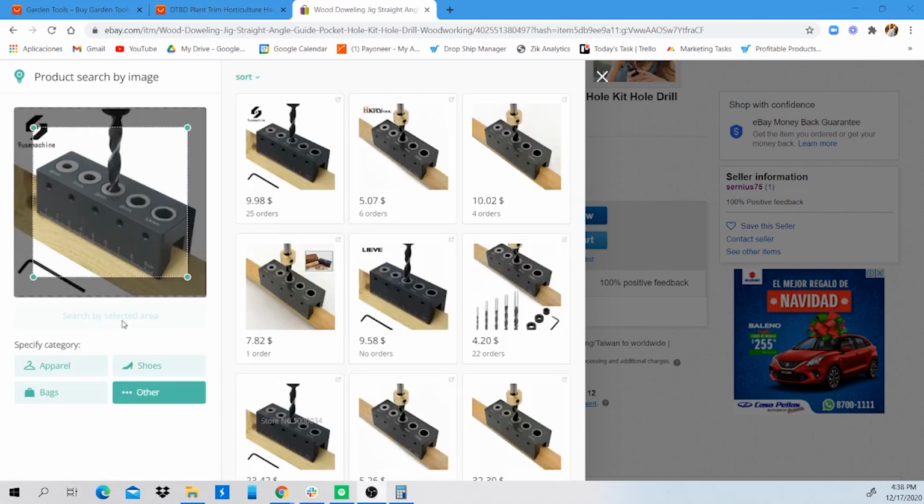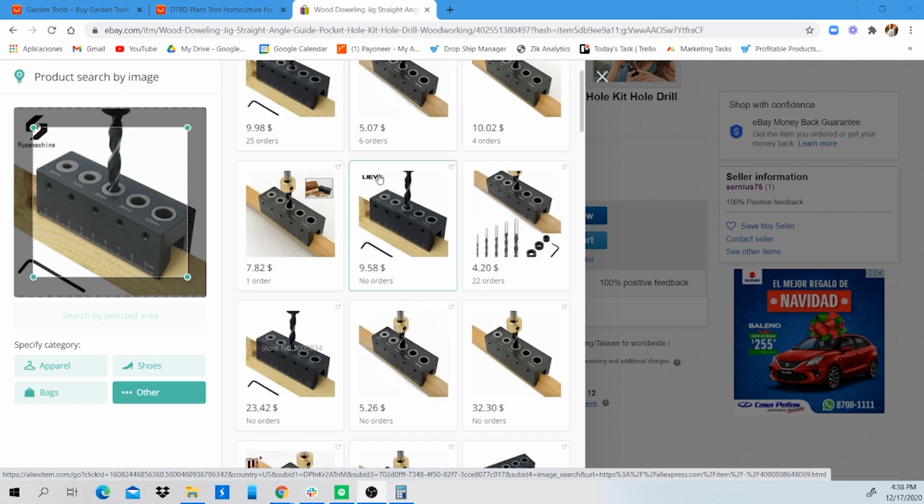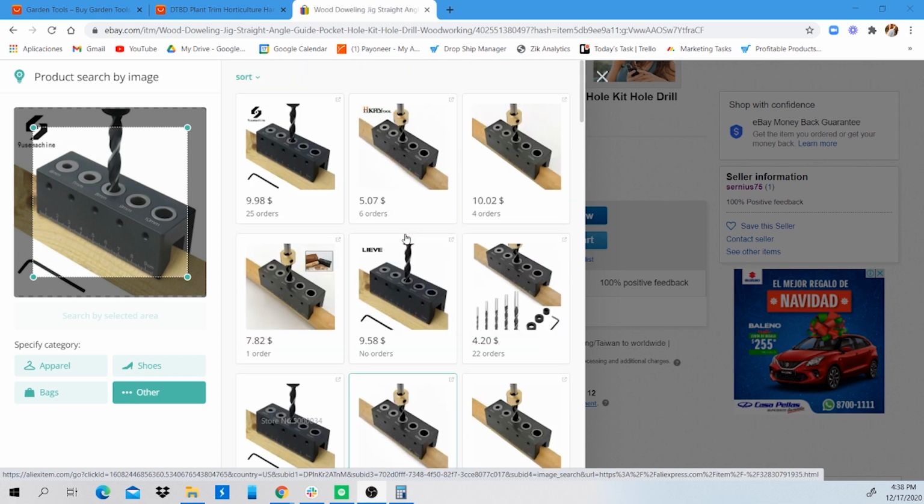So let's see. There we have the results after the image analyzer, and you can find different suppliers that offer the same item under different prices. The idea here is to find the same product under a cheaper cost. Now, one thing I want you guys to always check up on is the orders. The reason behind that is if you find a supplier that has more than 10 orders, or even more than 100, then that means that supplier most likely is reliable.